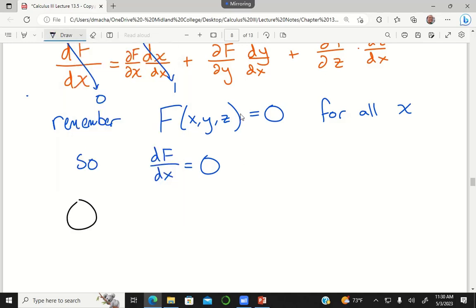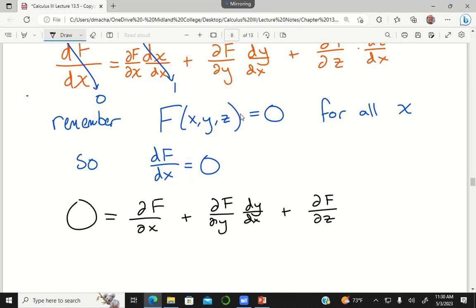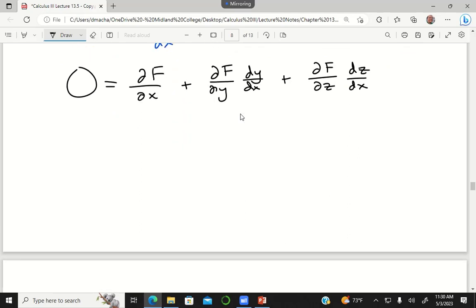And I can rewrite this a little bit. I can rewrite this as 0 equals the partial of f with respect to x. And the partial derivative is allowed to be non-zero, just not the total derivative. Plus the partial of f with respect to y, dy dx, plus the partial of f with respect to z, dz dx.